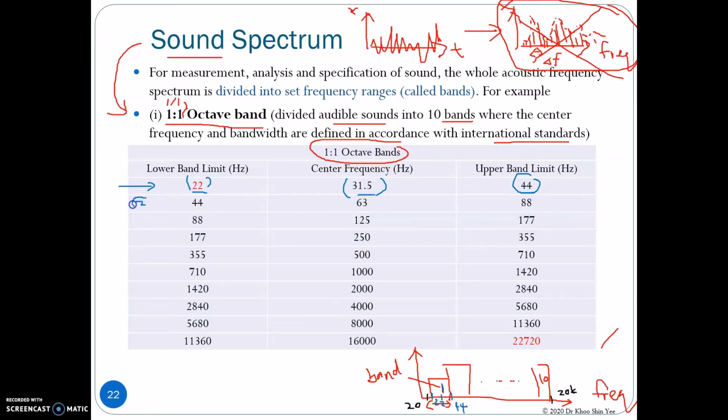The second band is located from 44 to 88 Hz, which is 44 to 88 Hz here. So this is your second band, and the center frequency is given by 63. So you can continue up to the last band, which is band number 10. The lower frequency is 11K, and the upper frequency is around 23K. The center frequency is 16K.